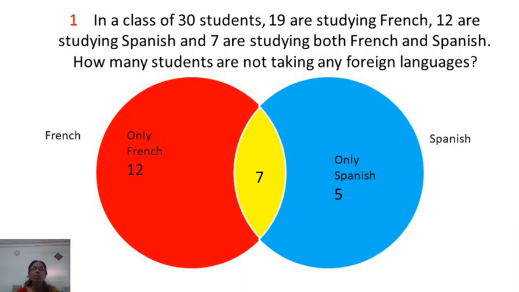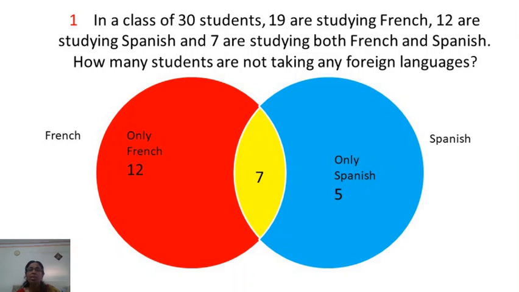In a class of 30 students, 19 are studying French, 12 are studying Spanish and 7 are studying both French and Spanish. So find how many students are not taking any foreign languages. So what to do first? Let this rectangular portion show our class, and this is a class of 30 students.